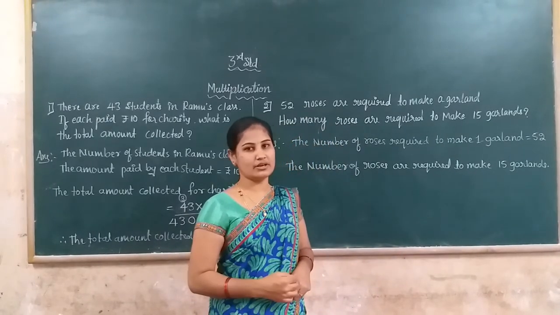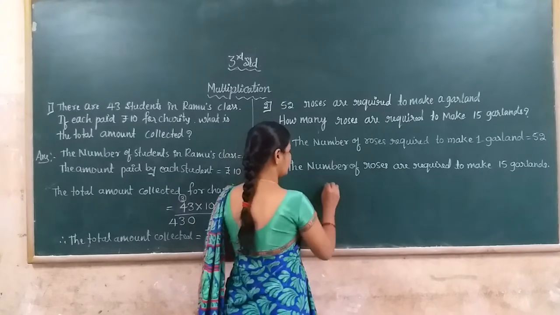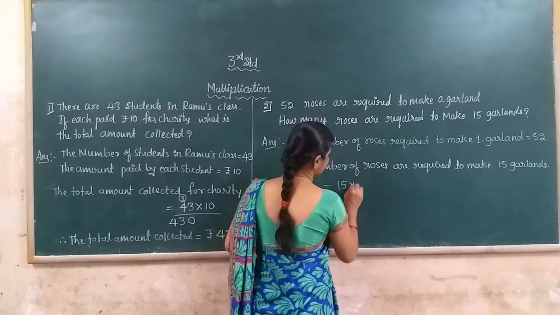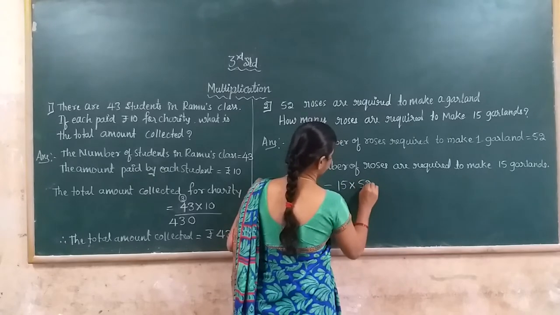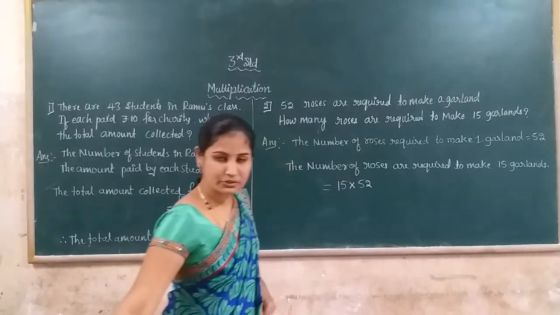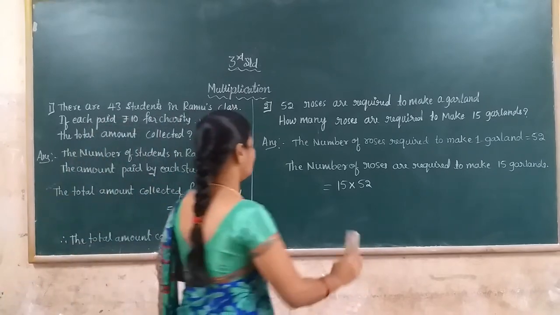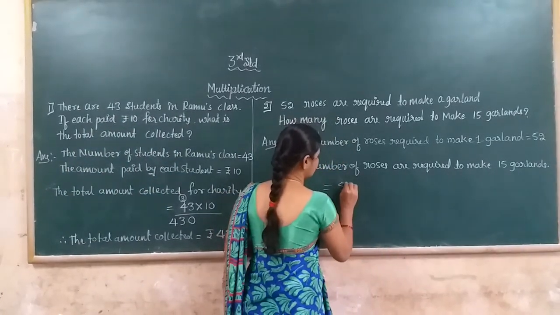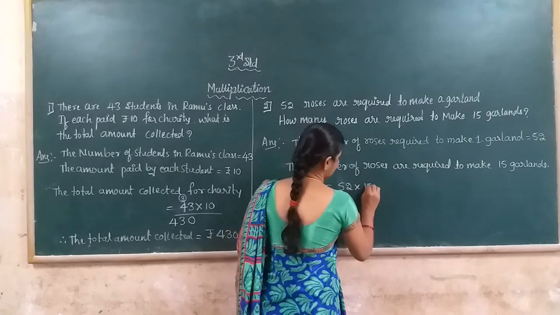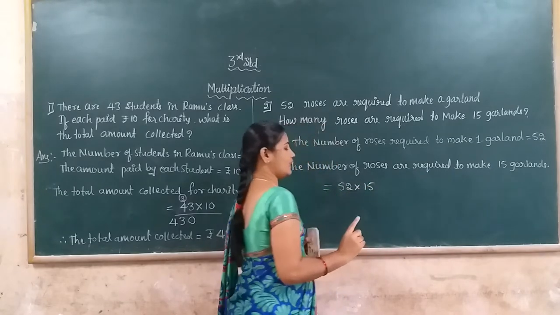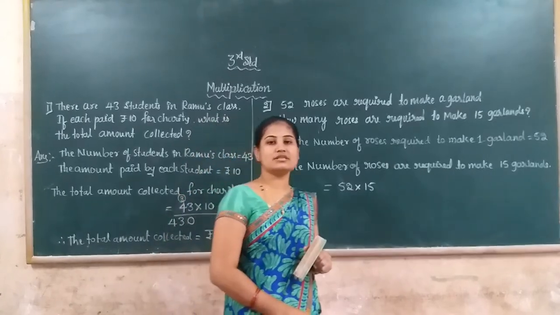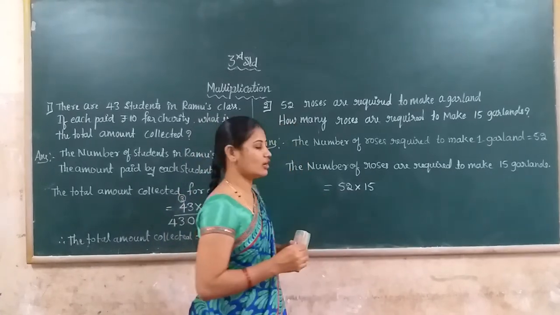Okay. That's why you write 15 into 52 or 52 into 15. Both are the same. Don't worry. 52 roses are required for one garland. You find out the total number of roses to make the 15 garlands.